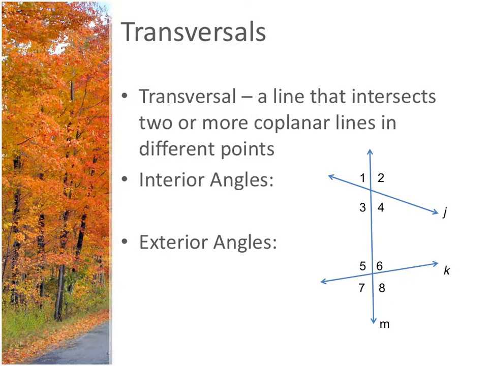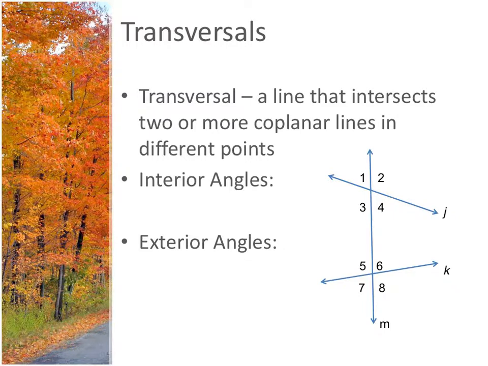All right, in my opinion, we start to get to the most important parts of this lesson right now. These are the most important things that we're going to talk about today. I'm going to be talking about a transversal a lot. You're going to hear me say transversal a lot. And this is what a transversal is. It is a line that intersects two or more coplanar lines in different points.